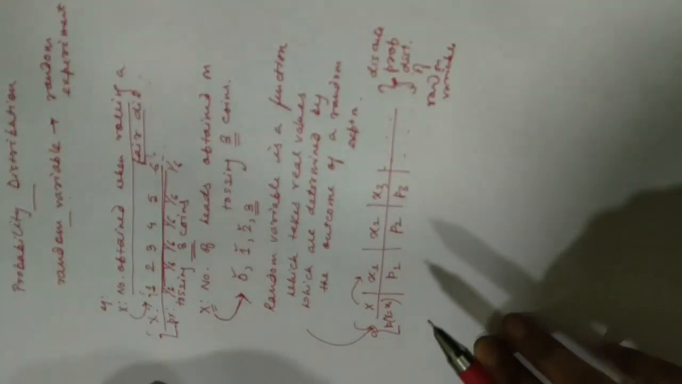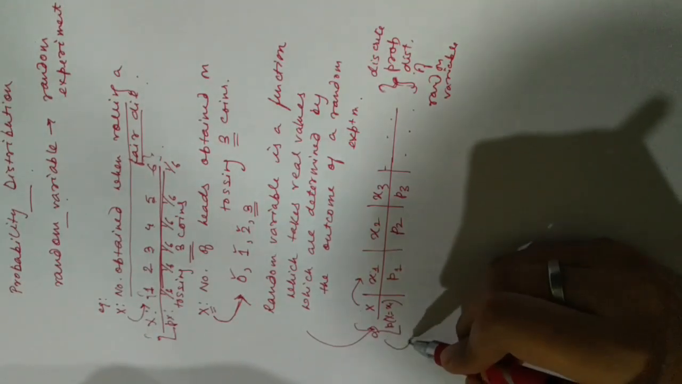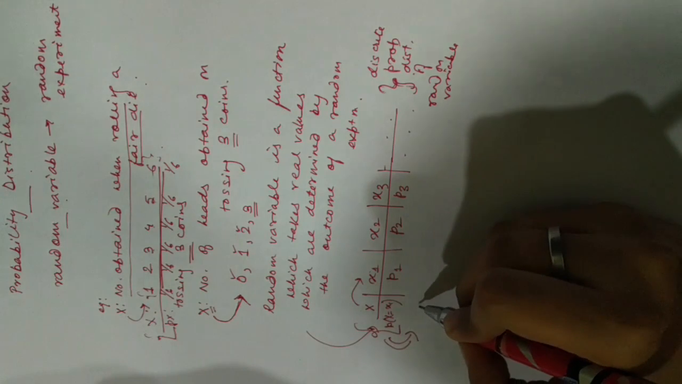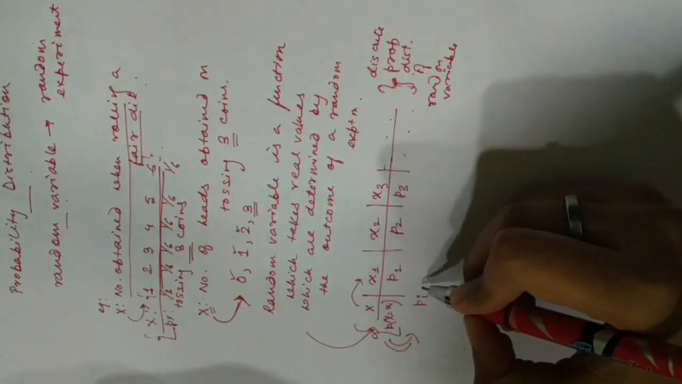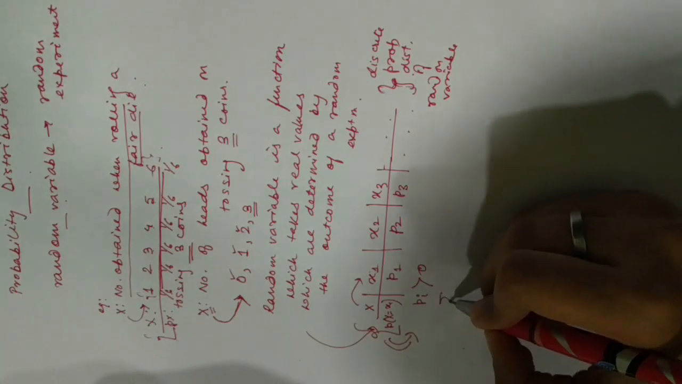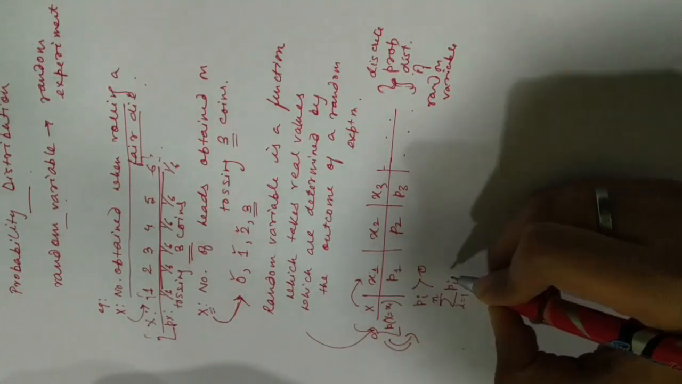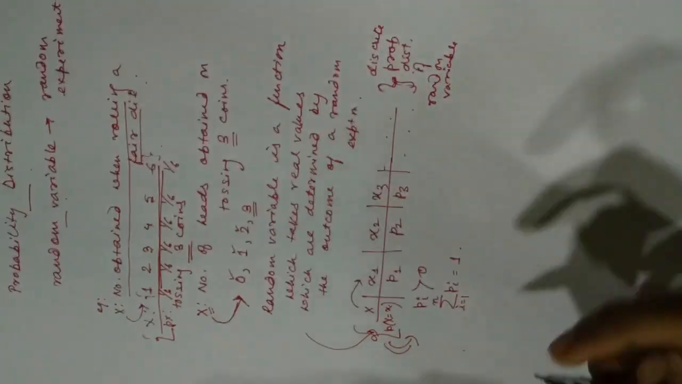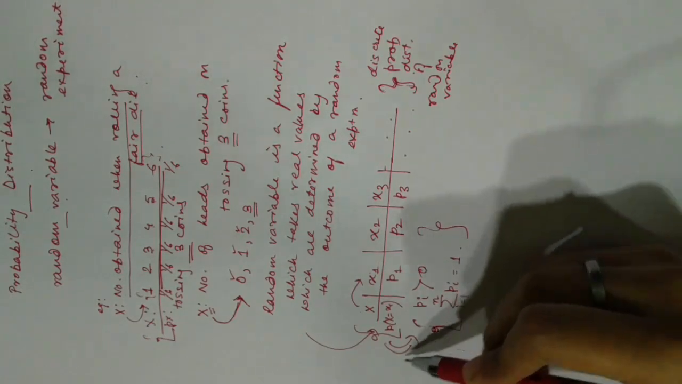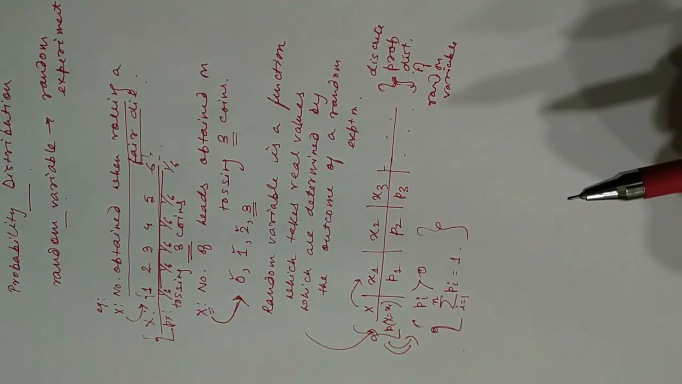But not only this structure, there is also another condition that needs to be satisfied, that is, the distinct probabilities should be greater than 0, and secondly, the probabilities should add up to 1. These are the conditions which need to be satisfied for the structure to be called a probability distribution.